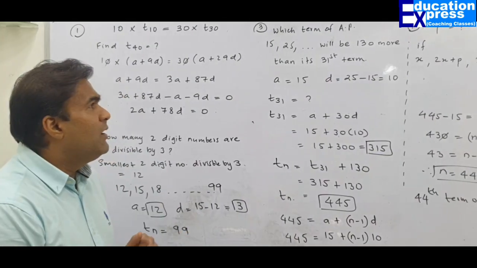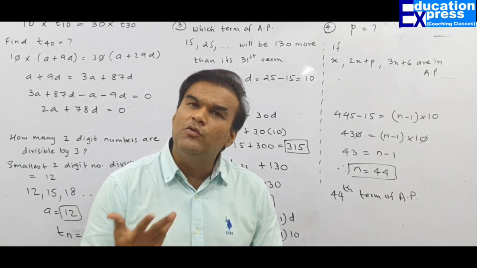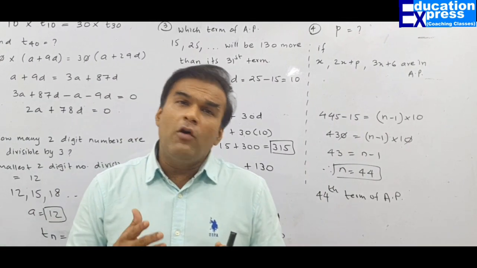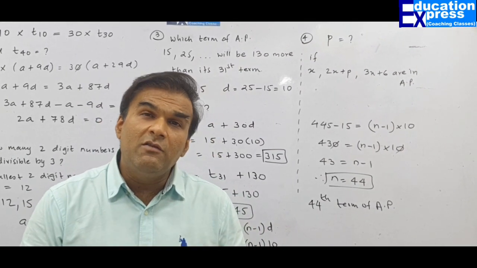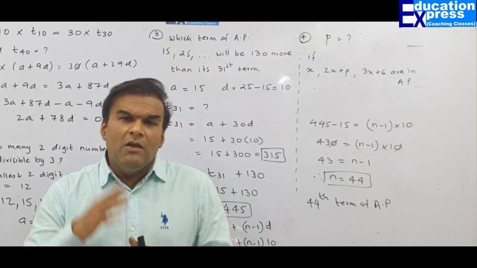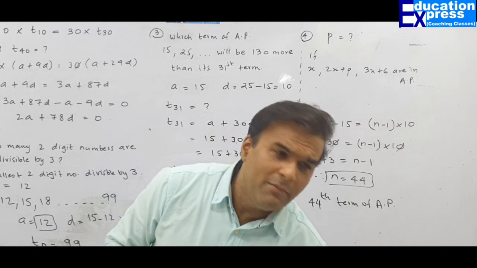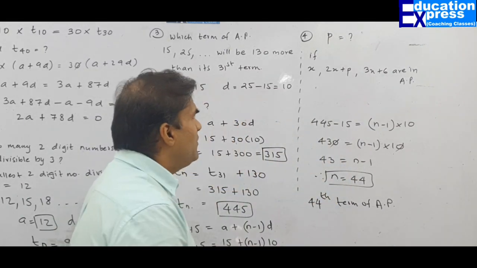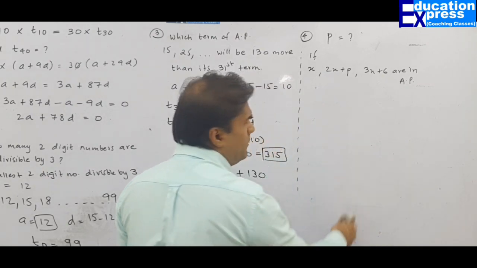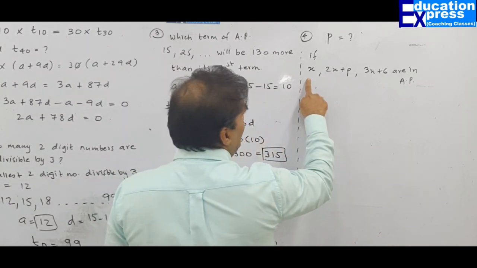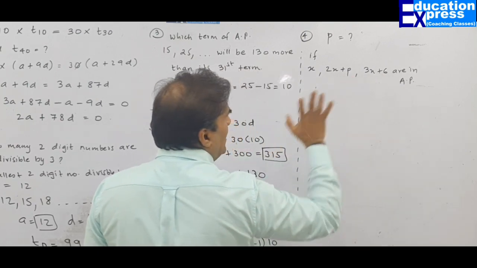solve this question. Question number 4 is based on the statement which I keep on telling you to repeat. That is, for any AP series, your second term minus first term will always be equal to third term minus second term, and will always be equal to fourth term minus the third term. I hope you remember that. So we have to follow the same thing. What are they asking? They are asking us to find out the value of P, given that x, 2x plus P, 3x plus 6 all are in AP.